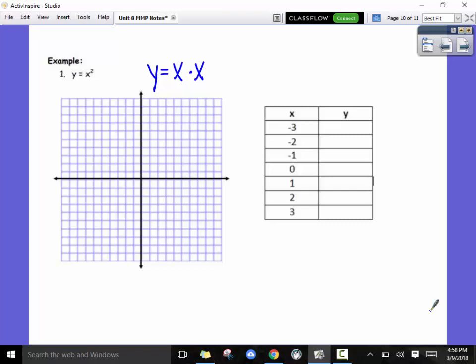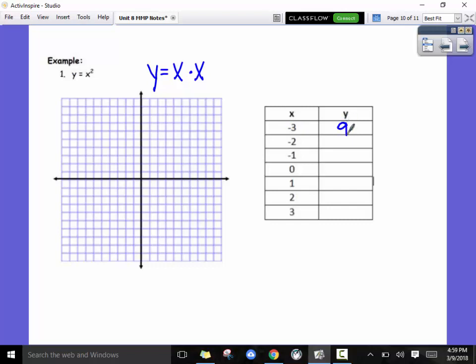Okay, on this next one, we are going to be graphing this function here, y equals x squared, something that we haven't graphed yet. So what you need to know is that is the same thing as saying y equals x times x. So whatever x is, you're multiplying it by itself. So I see my inputs have been listed for me, so I'm taking this number x, which is negative 3, and multiplying it by negative 3. So negative 3 times negative 3 is positive 9.